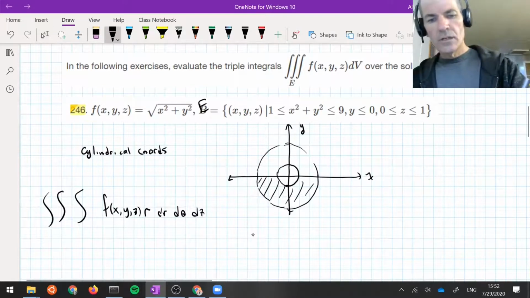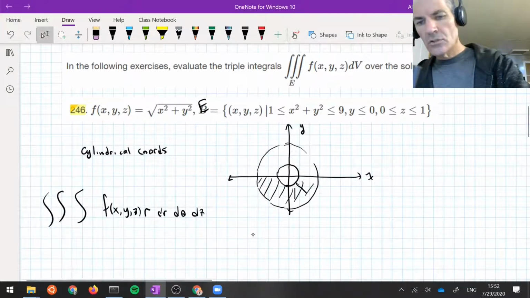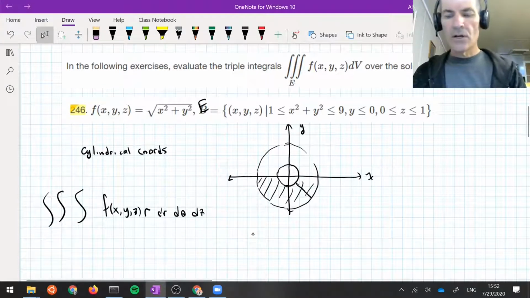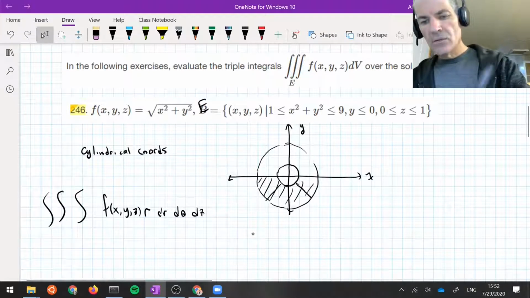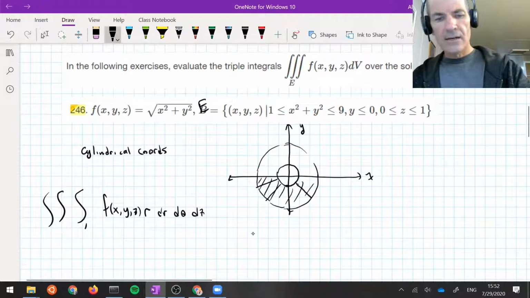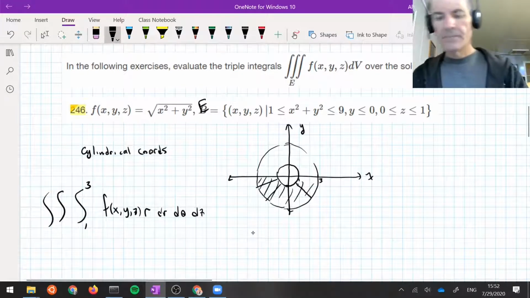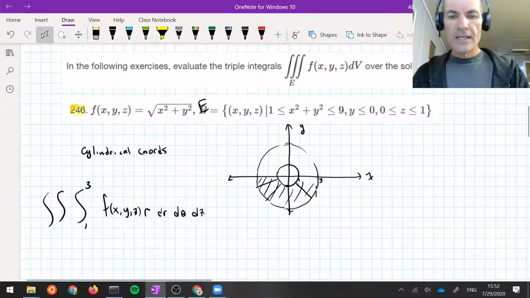Now, the inner integral is with respect to r, and remember I said as you build these integrals, you want to move in directions parallel to r, and those are radial directions, right? And any radial segment like this that's inside the set is going to start at r equals 1 and it's going to end at r equals 3 because this is 1 and this is 3. So we've taken care of that.